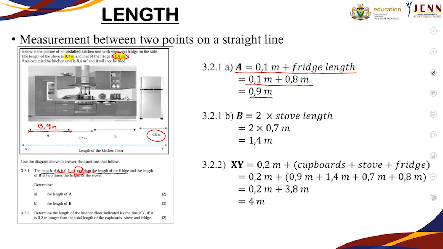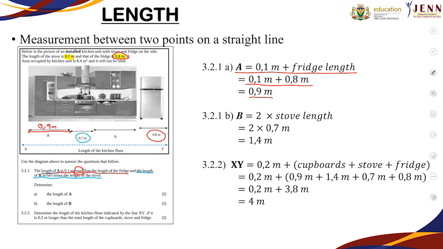Okay. Now the length of B, what does the question say? It says the length of B is 2 times the length of the stove. So which means I need the length of the stove. And there I find it on my picture, that is 0.7 meters.